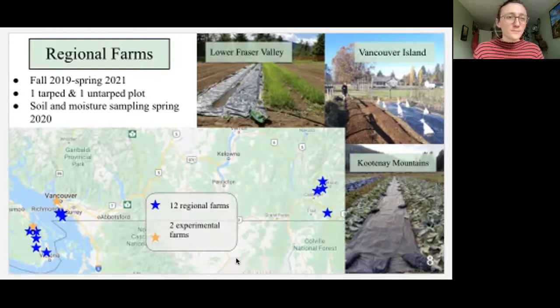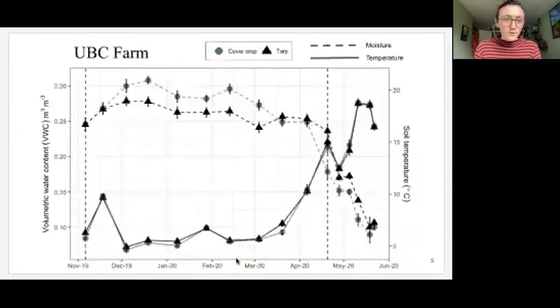And here we laid the tarps at the same time in the fall of 2019 and then returned in the spring of 2020 to collect soil and moisture samples at the time of tarp removal. And let's just hop right into the data here.